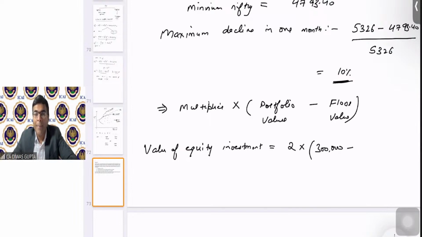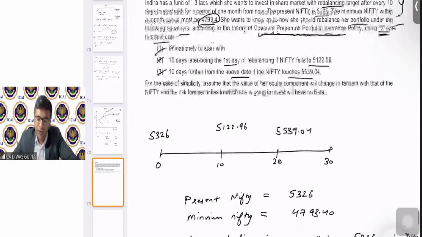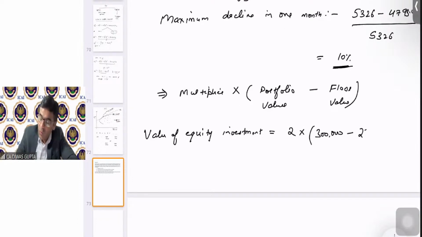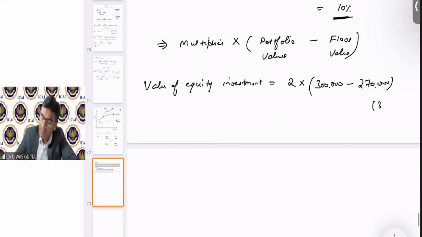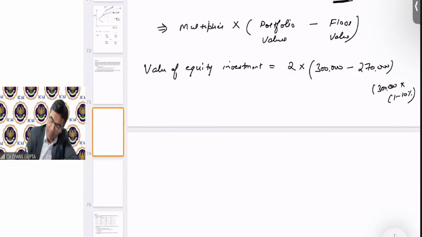that means the maximum downside risk that Indra would be able to take up is only 2,70,000. So this is how we have calculated this. This is actually 3 lakh into 1 minus 10%. So this gives us 2 into 30,000, which is equal to 60,000.